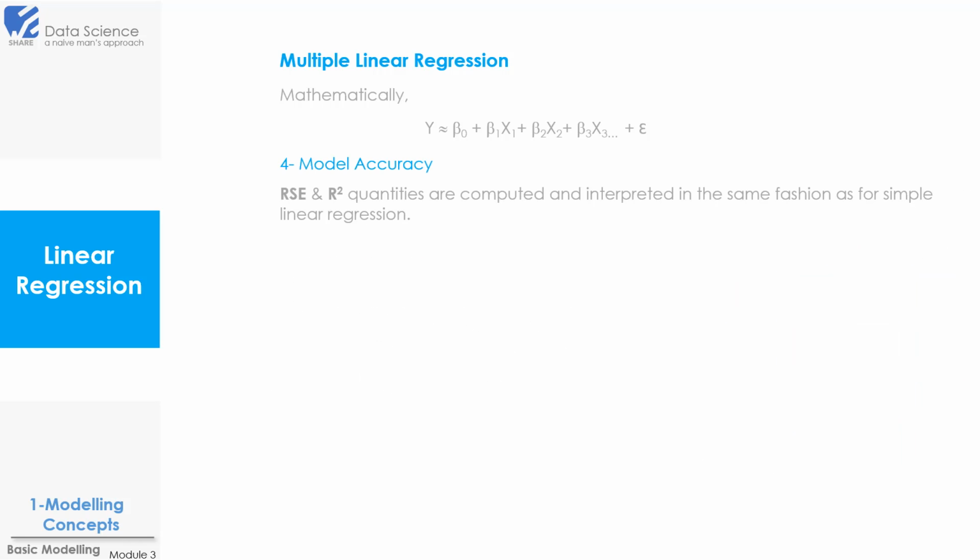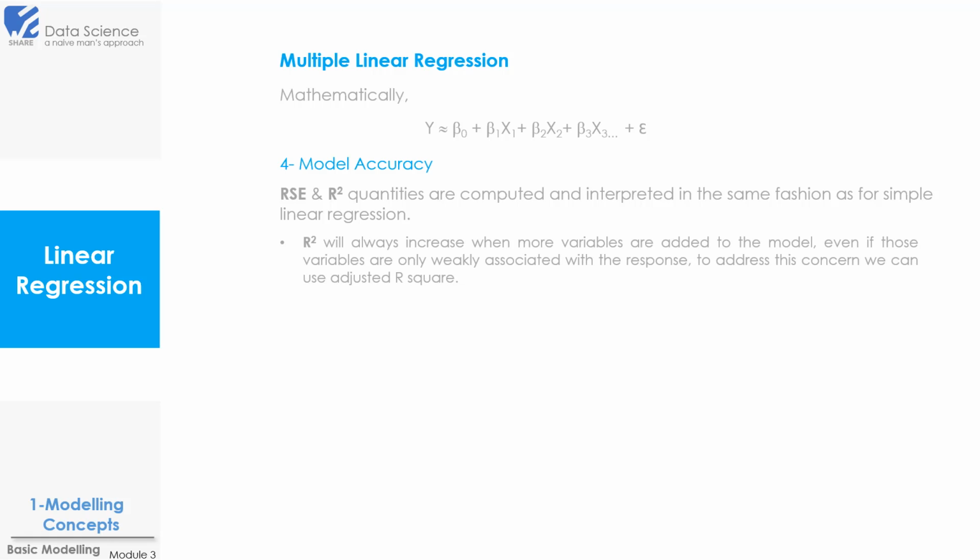Now after performing variable selection, our next step is to check the accuracy of the model. So we use the same metrics here as we did in simple linear regression, that is RSE and R square. Also as we discussed earlier, R square will always increase when more variables are added to the model, even if those variables are only weakly associated with the response. So to address this problem, we can use adjusted R square. This is what we have already discussed.